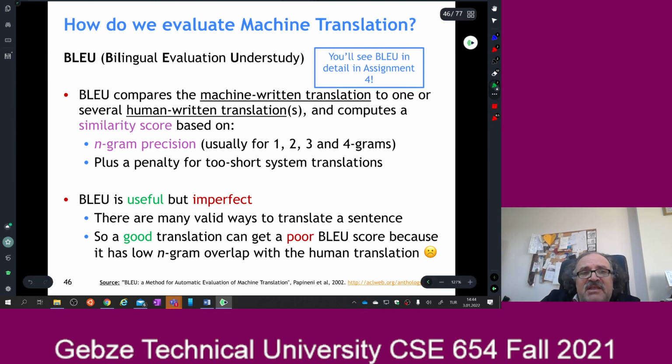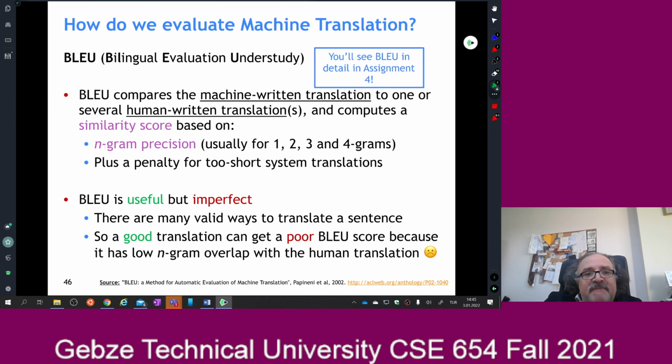One question here is this: how do we evaluate machine translation? How do we know that we are doing well? There is no perfect method to measure your performance, but there are some widely accepted techniques. One of them is the bilingual evaluation understudy, BLEU score. The letters E and U switch places, but we read it as BLEU anyway.